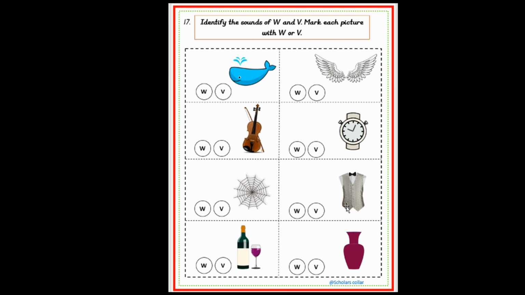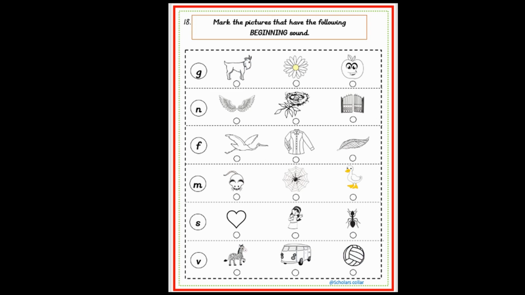Watch is W. Vest is V. Vase is V. Wine is W. Web is W. Violin is V. Next one is mark the pictures that have the following beginning sound.